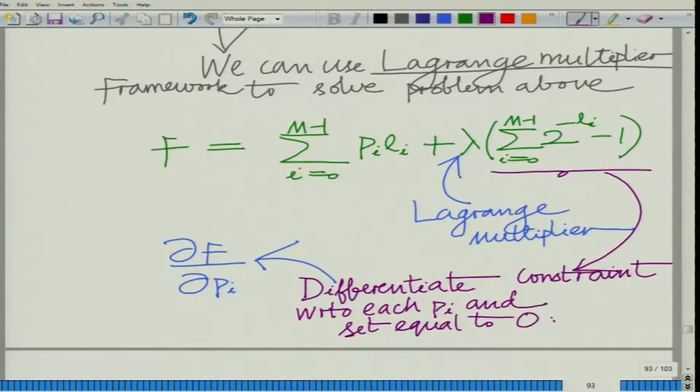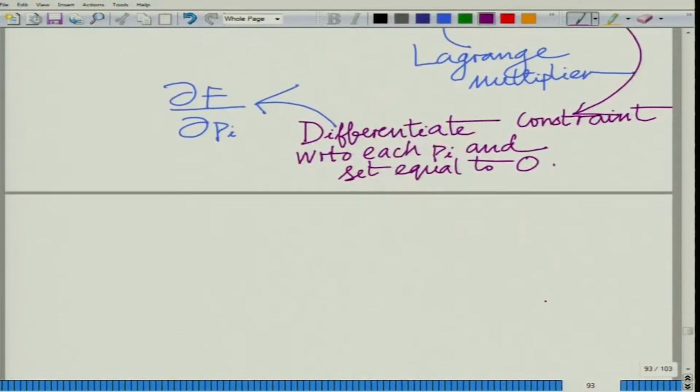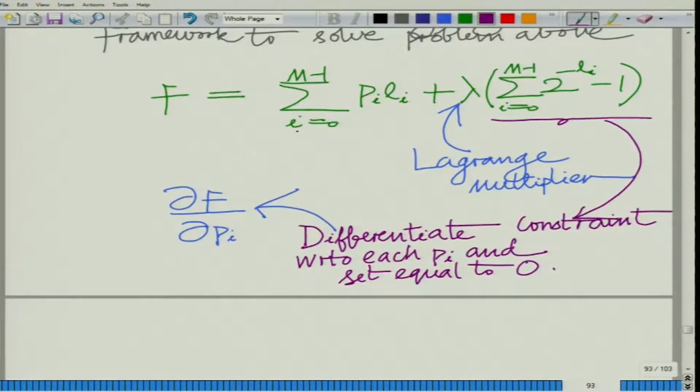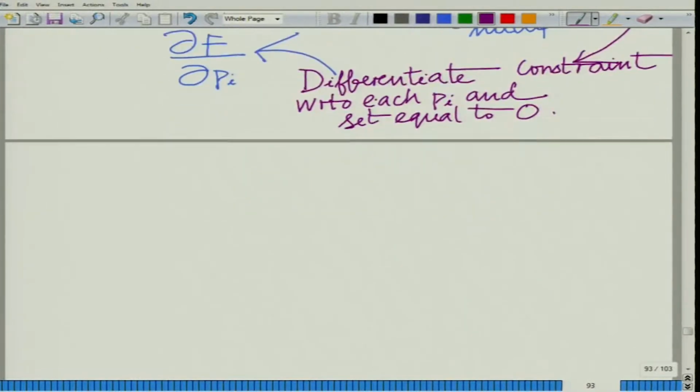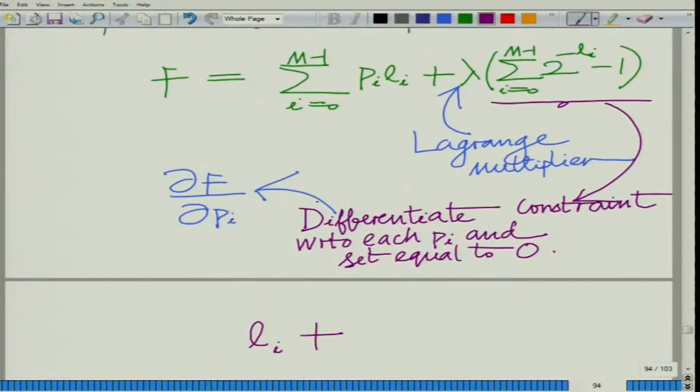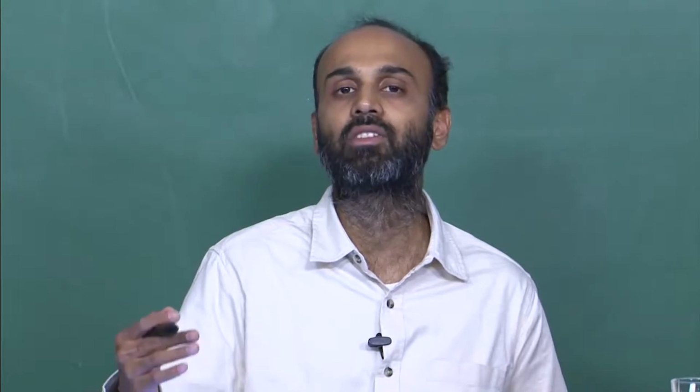I differentiate with respect to each pi and set equal to 0. Now, when you differentiate with respect to pi, of course, you can say summation pi li. If you differentiate with respect to pi, you get li plus. Now, when you differentiate lambda summation 2 to the power of minus li, that picks 2 to the power of minus li. Of course, if you differentiate any other 2 to the power of minus lj with respect to li, that derivative is 0. Similarly, if you differentiate any other pj lj with respect to li, the derivative is 0.